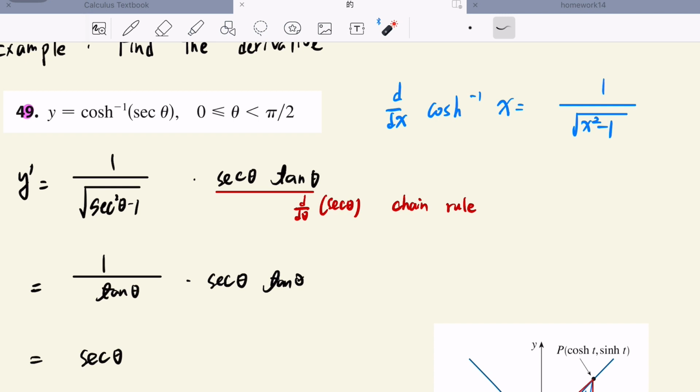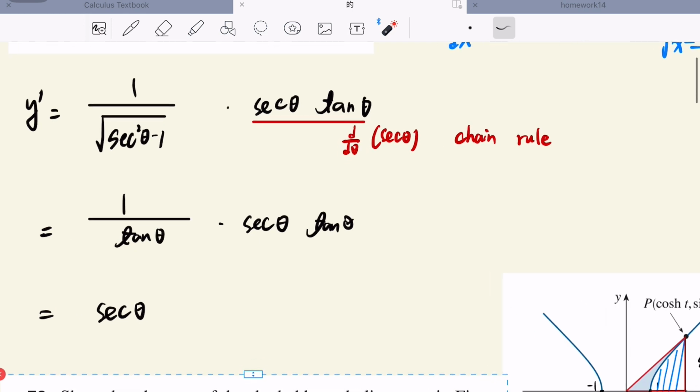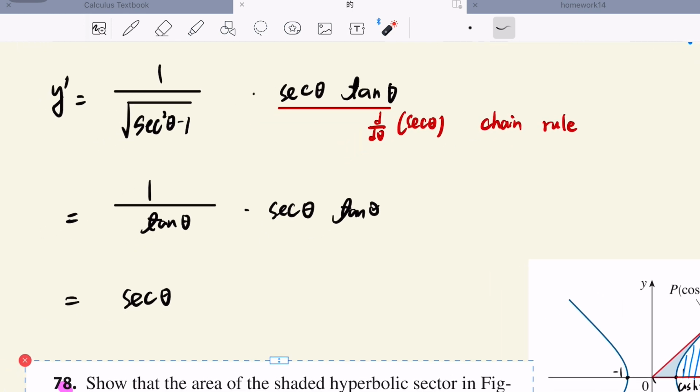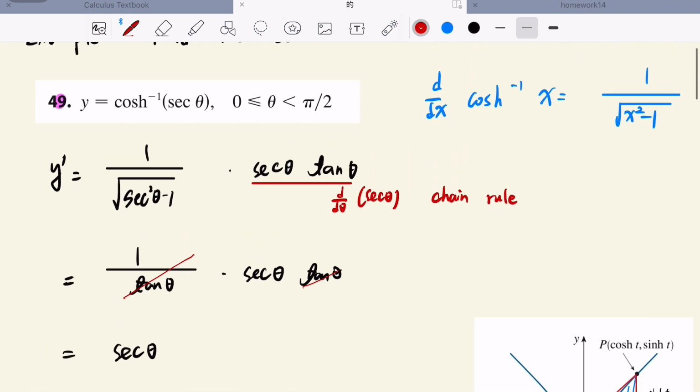Okay. And then we can simplify the function because we know that sec squared minus 1 equals tan squared, and the square root of tan squared equals tan. So the function can be simplified to tan over 1 times sec and tan. And by cancelling out tan and tan over 1, we can get sec. So the derivative of this function equals sec.